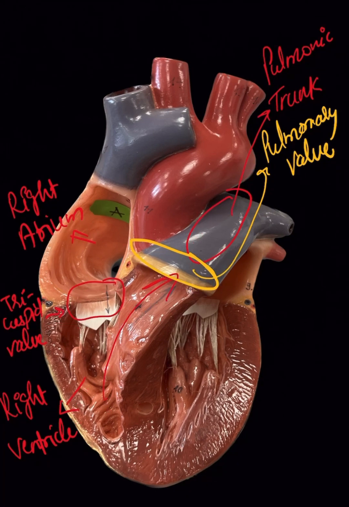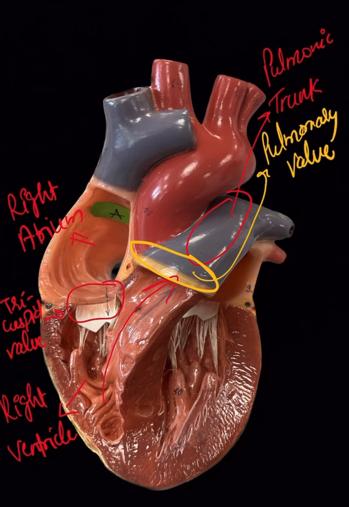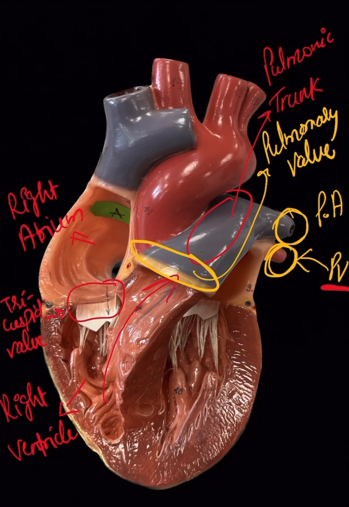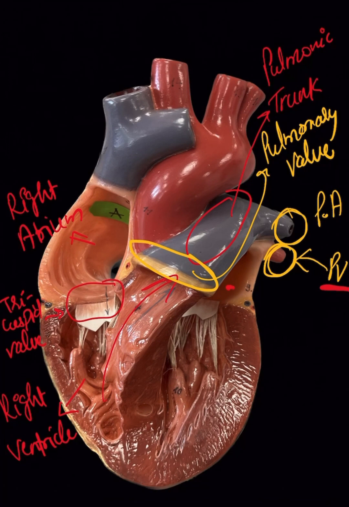As we know, arteries carry the oxygenated blood and veins carry the deoxygenated blood. But here's an exception for the pulmonary arteries and pulmonary veins. These are the pulmonary arteries that take the deoxygenated blood from the heart into the lungs. Then the oxygenated blood enters the heart through the pulmonary veins. These veins dump the oxygenated blood into the left atrium.